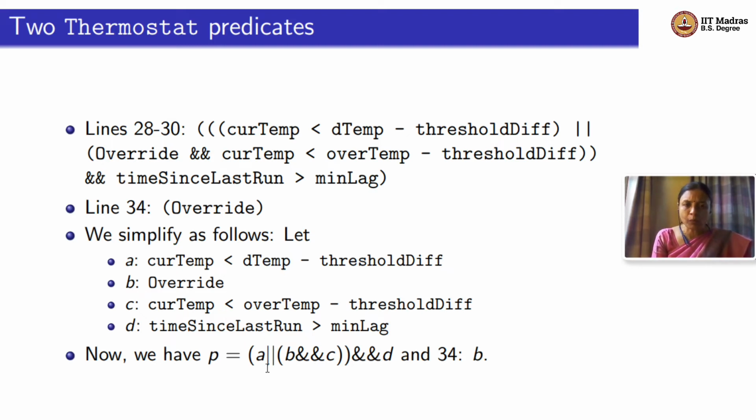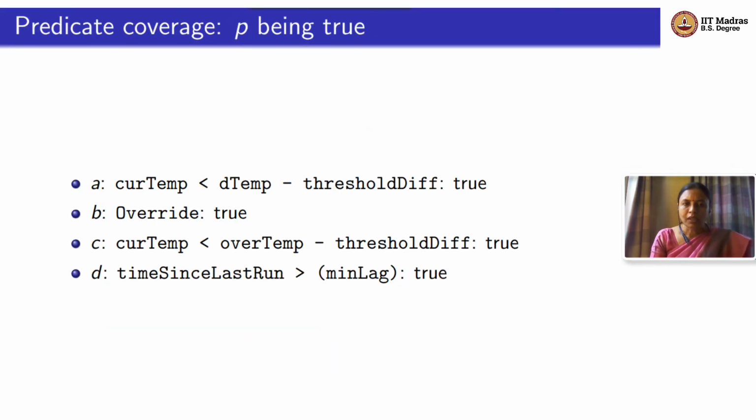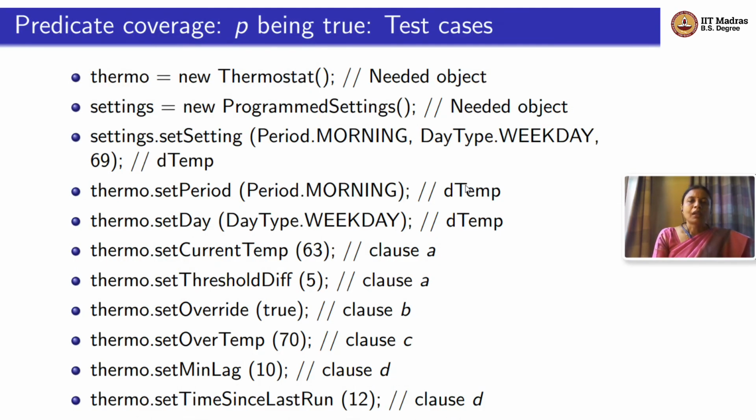So for this whole predicate, for predicate coverage to be true, D should be true, B and C should be true, A can be true or false. The option is with us. So that's what is given here. Predicate coverage for P being true, definitely B, C, and D must be true. A can be true or false. Here we've set A to be true.